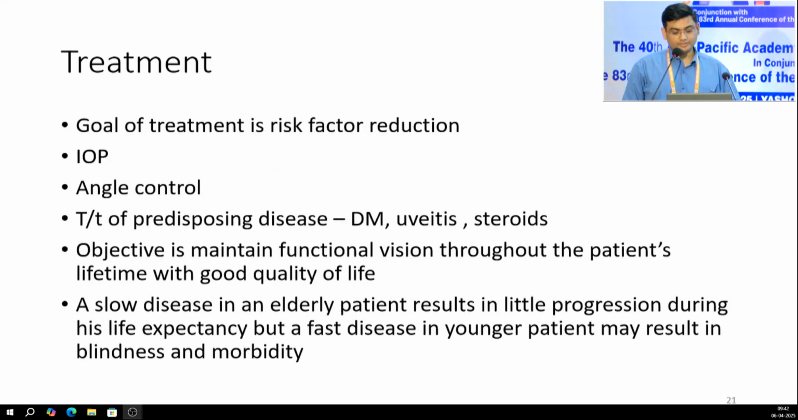So the goal of treatment is risk factor reduction, the IOP, and angle control. If the angle is shallow, what all you can do, and treatment of the predisposing disease like diabetes, uveitis, and steroids. So the objective is to maintain functional vision throughout the patient's lifetime with good quality of life. A slow disease in an elderly patient results in little progression, but a patient coming at a younger age and having a faster disease will lead to blindness.